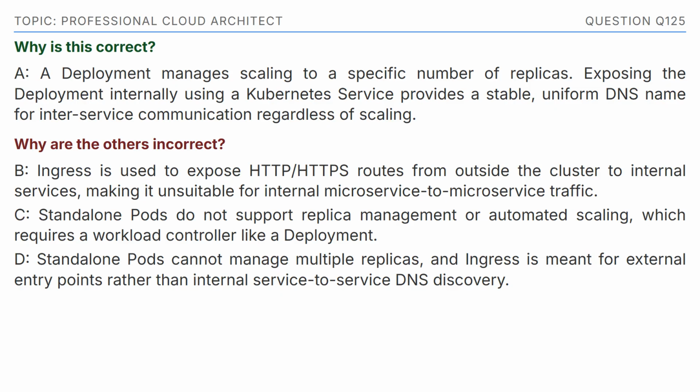Why are the others incorrect? B. Ingress is used to expose HTTP/HTTPS routes from outside the cluster to internal services, making it unsuitable for internal microservice-to-microservice traffic. C. Standalone pods do not support replica management or automated scaling, which requires a workload controller like a deployment. D. Standalone pods cannot manage multiple replicas, and ingress is meant for external entry points rather than internal service-to-service DNS discovery.